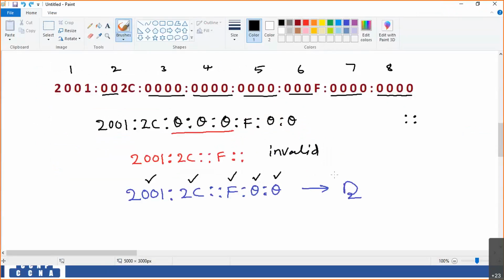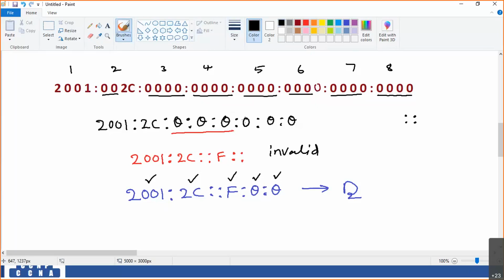Third rule once again. Rule number 3 is multiple fields of zeros. See here, we have 1, 2, 3 fields. The 3 fields we can represent with a double colon. Not only 3 fields, it can be 4 fields also or 5 fields also. Let me do one thing: in the F place, if I use 0, it also becomes 0, right?